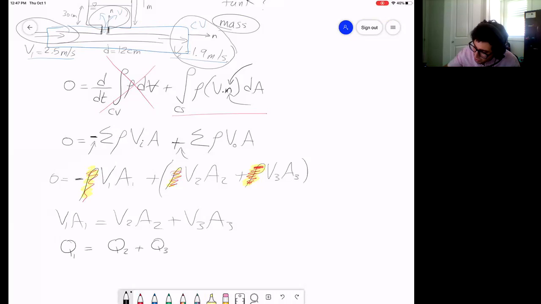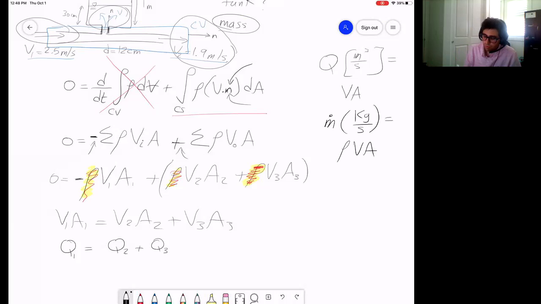Okay. And what is Q? Q has a unit of meter cubed per second. It's the volumetric flow rate, right? And what's the equation for it? It's basically the velocity times the inlet area or the outlet area. Mass flow rate, which is kilogram per second, has this equation, density times VA. So if we leave the densities, we're dealing with mass flow rates. If we factor out the density, we're dealing with volumetric flow rate.